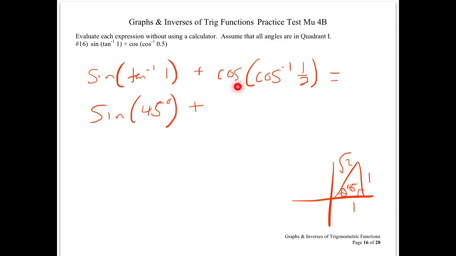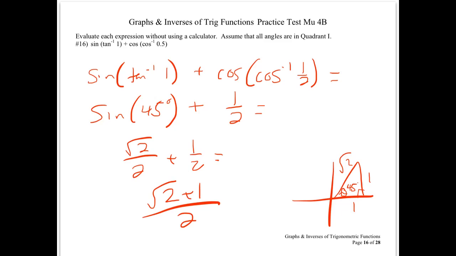Plus cosine, cosine inverse. Inverse relations. They cancel each other out, which makes this 1/2. Sine of 45 degrees, look at our picture. Sine of 45 degrees, the opposite leg, 1 over the hypotenuse, square root of 2. Rationalize your denominator, you get square root of 2 over 2 plus 1/2, which is square root of 2 plus 1 over 2. When you add two fractions, you add the tops, but you don't add the bottoms.